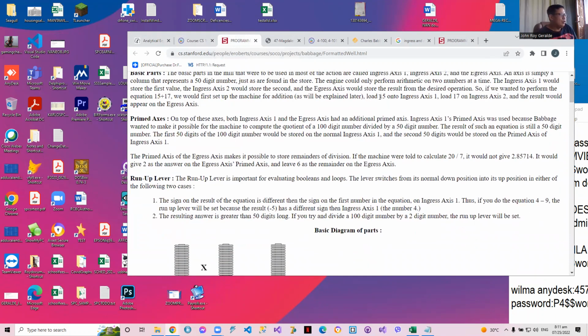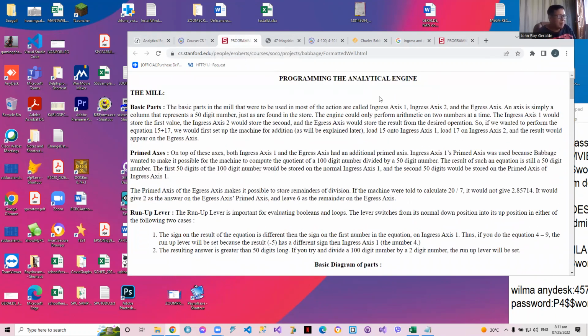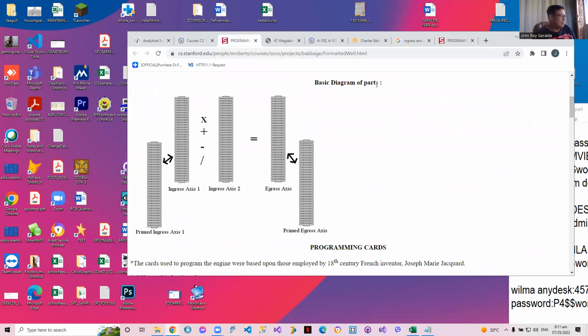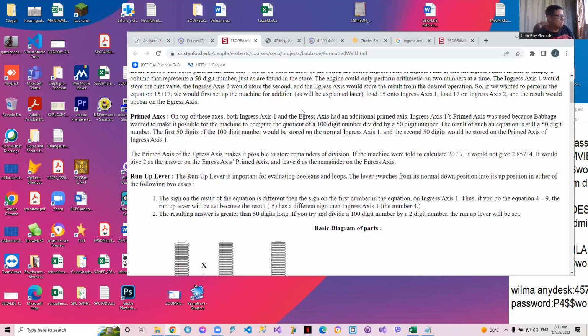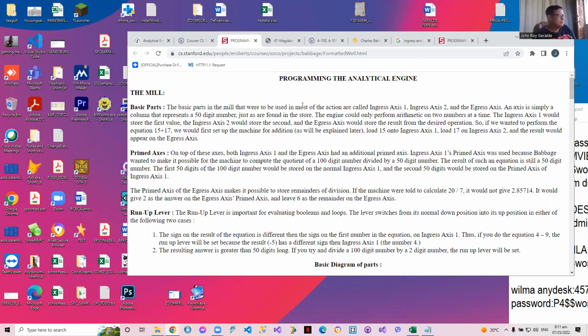So these are the basic parts of the analytical engine. First, we have the prime ingress axis, ingress axis 1, ingress axis 2, and egress axis. What are these? These are actually gears in the mill, which rotate depending on the values that are stored into it. So these are the basic parts of the mill.